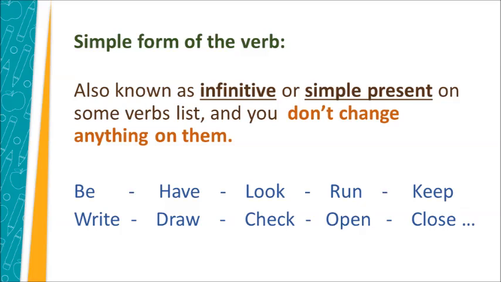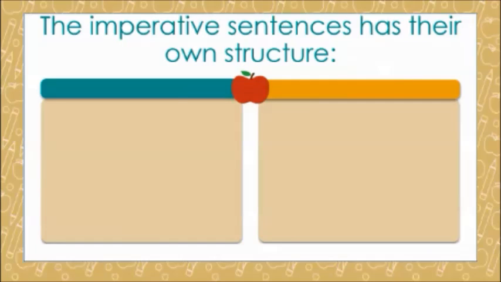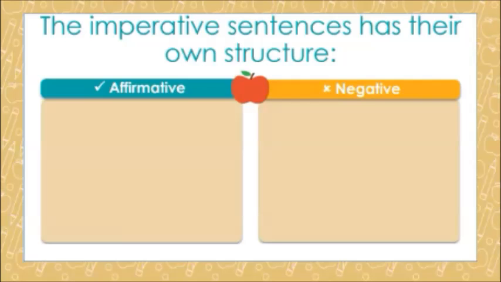Okay? Look in the back of your book. There is a verb list where they're said in present. That is the form you're going to use in imperative sentences. Well, something else. The imperative sentence has its own structure. Okay? One is for affirmative and the other is for negative. What you have to do and what you have not to do.